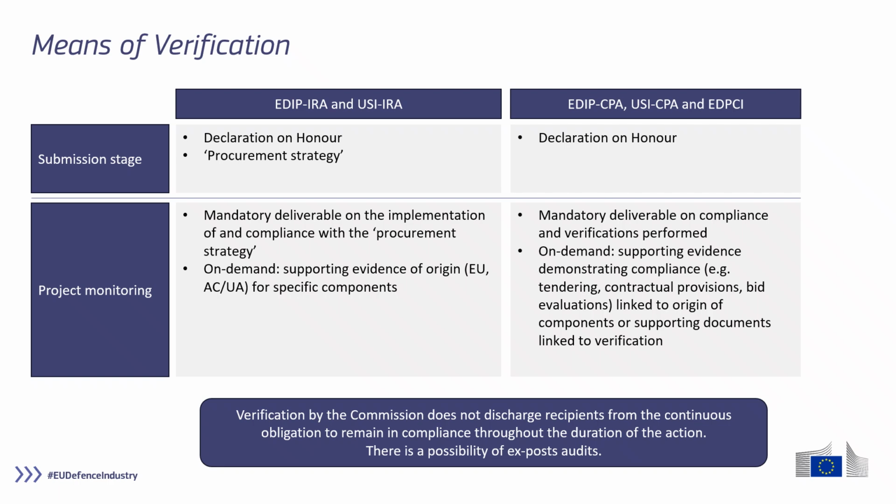Now, a few words on the means of verification, both at the application submission stage and during project implementation. Entities applying for IRA funding under EDIP or UC have to submit a declaration on honor and the procurement strategy document when sending in their proposal. I will talk about the procurement strategy in more detail on the next slide. During the project, beneficiaries have to submit a mandatory deliverable on the implementation of and compliance with the procurement strategy. The Commission may also request supporting evidence to prove the origin of components.